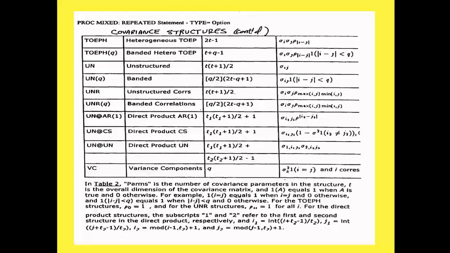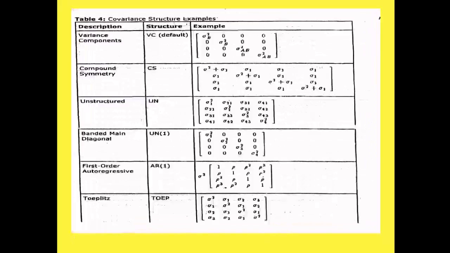So this is a table that gives you some choices, and if you go further in this table, it shows you what, for example, compound symmetry looks like. Unstructured looks like this: all the variances and the covariances in the unstructured covariance matrix are all different. And first order autoregressive looks like this.